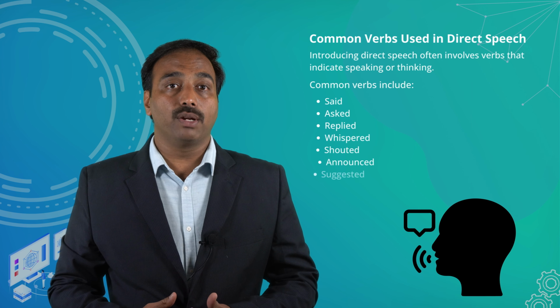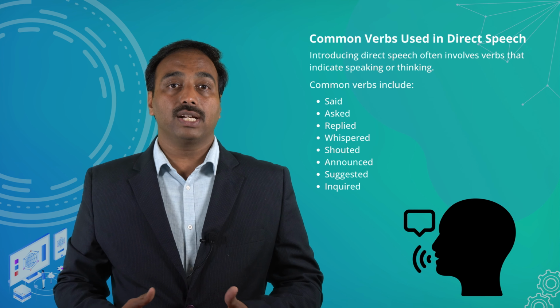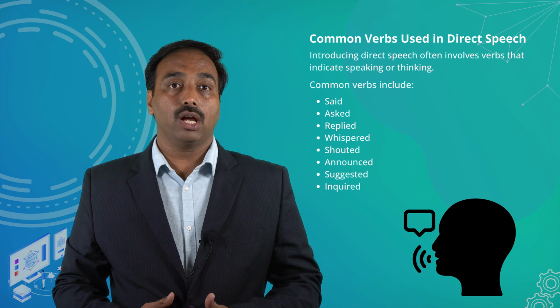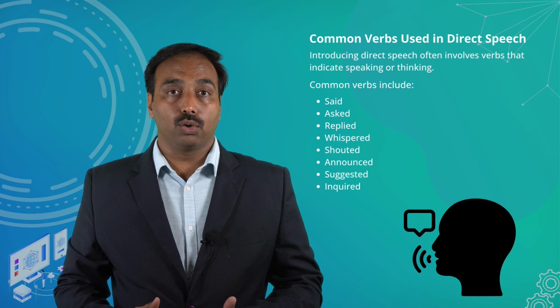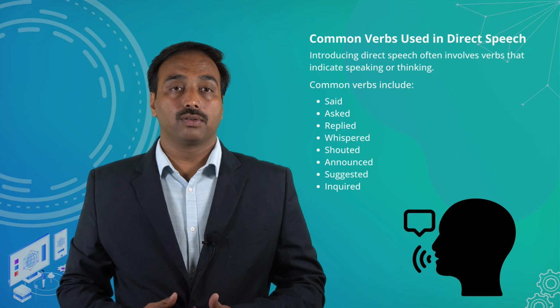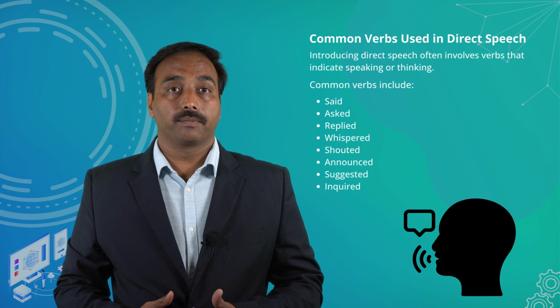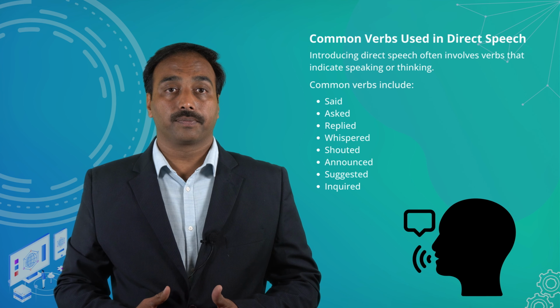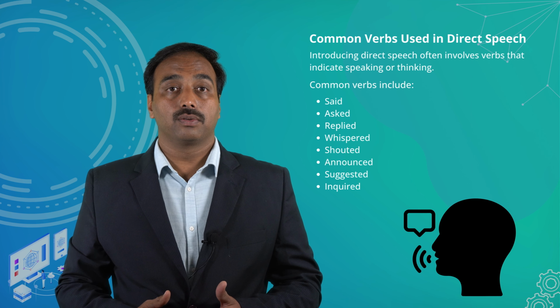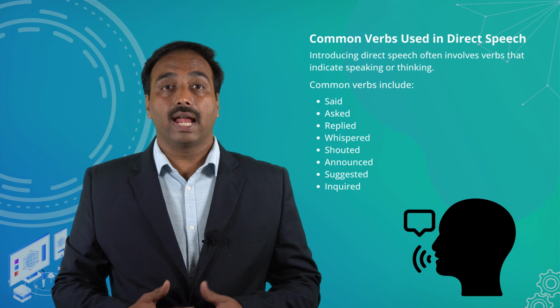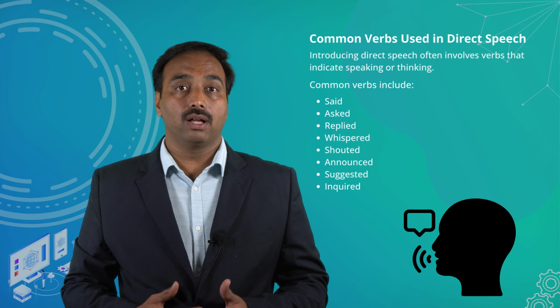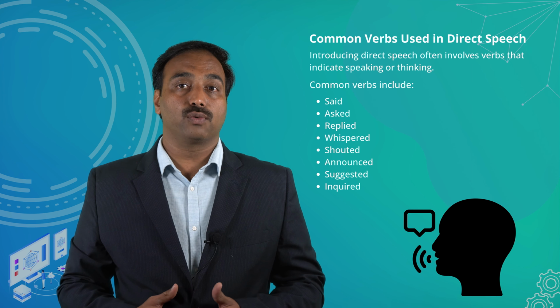Now let us have a look at the common verbs used in direct speech. Introducing direct speech often involves verbs that indicate speaking or thinking. Common verbs include said, asked, replied, whispered, shouted, announced, suggested, inquired. These verbs help attribute the quoted words to the appropriate speaker and provide context about how the words were delivered.